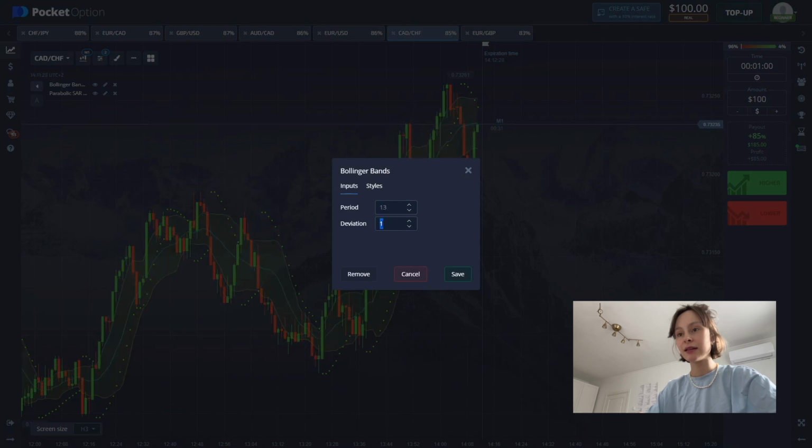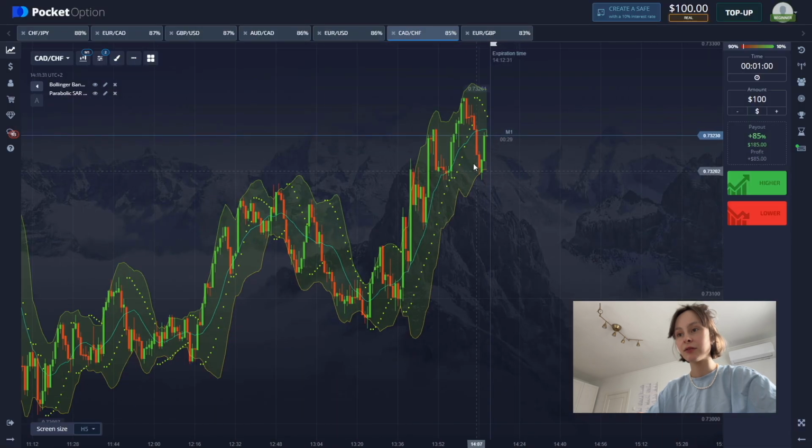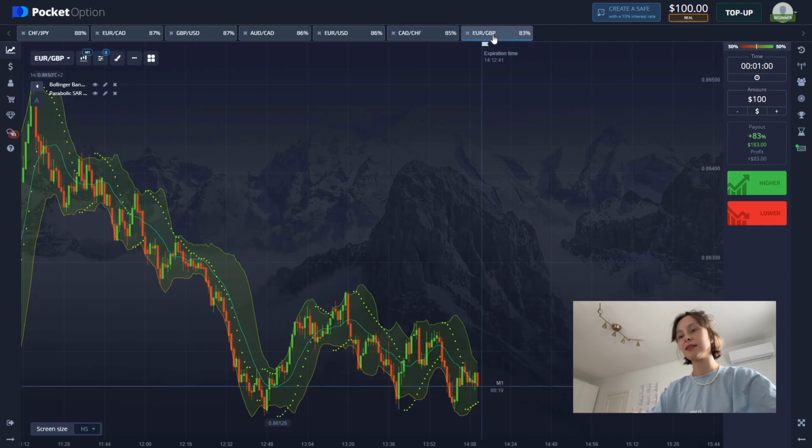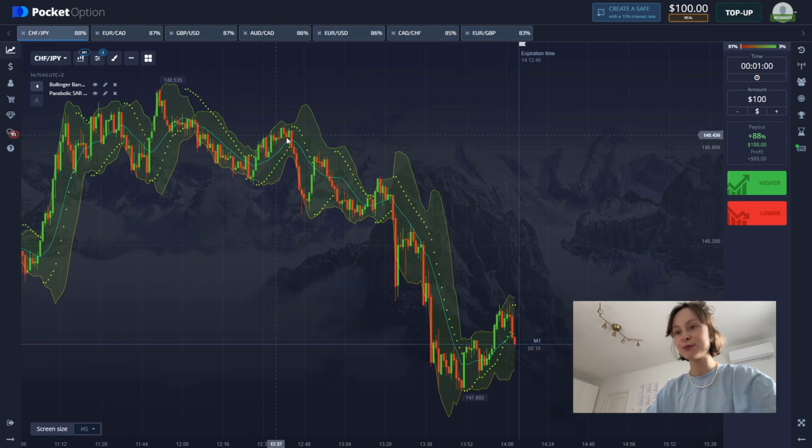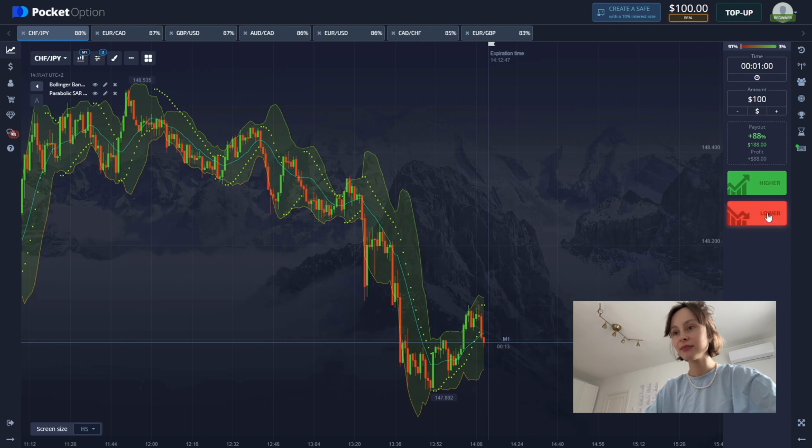So let's set the Bollinger Bands, the period for 13, deviation for 2, pressing save. The settings are just fine. I recommend you to use them. And without further ado, let's get to the analytics. Start our trading session and choose the most preferable entry.